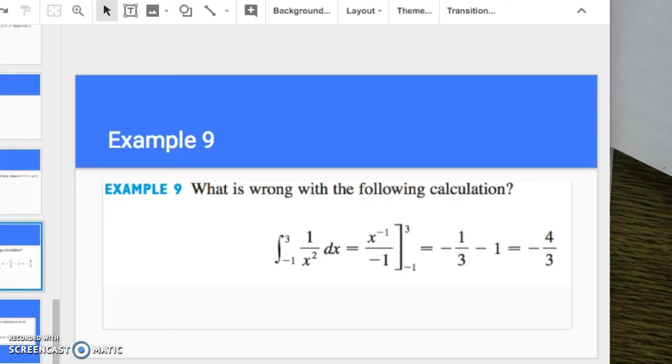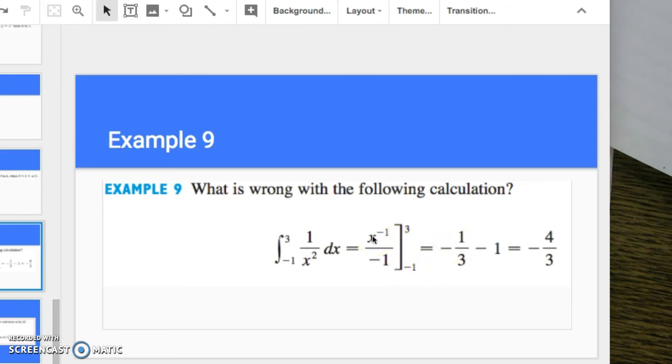In example 9, it asks, what is wrong with the following calculation? So we've got 1 over x squared dx, and so we look at what they're doing here. They've changed x squared into x to the negative second, and then they've added 1 to the exponent, so that's why it's x to the negative first. They then divided by -1. They then evaluated it from the upper limit to the lower limit. So we see that they're plugging in 3. And since it's -1 on the bottom, there's a negative in front. And since there is a negative in the exponent, when you plug in 3, it becomes 1/3. They've also plugged in -1.